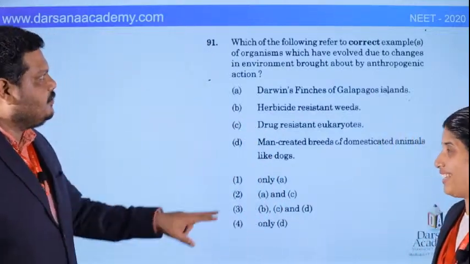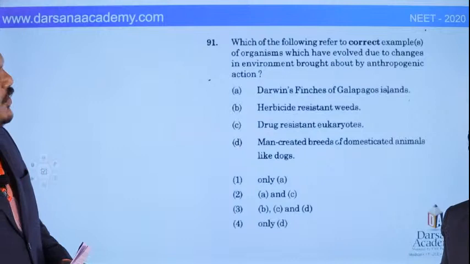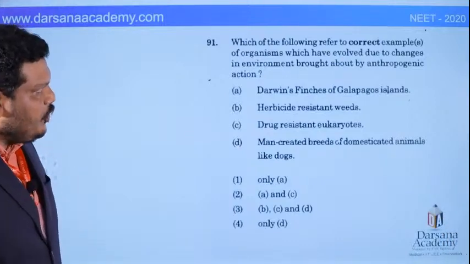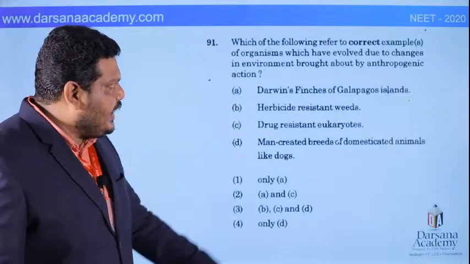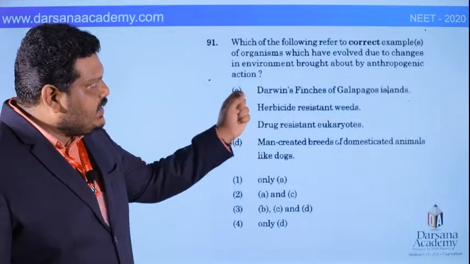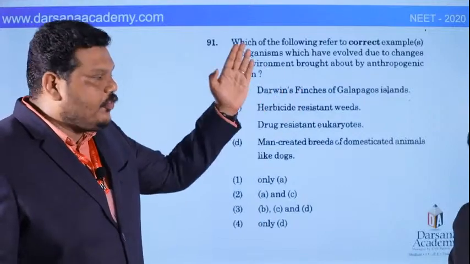Okay, let's start. Which of the following refers to the correct examples of organisms which have evolved due to changes in environment brought about by anthropogenic action? The question is very clear. This is asking what are the changes in evolution by the effect of anthropogenic action.